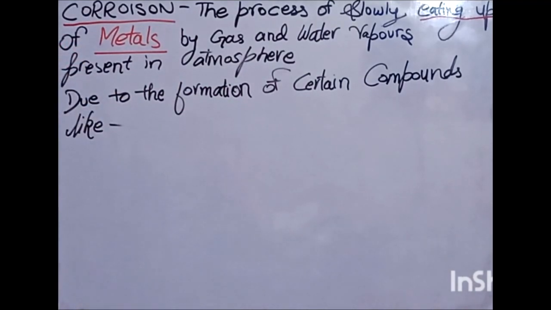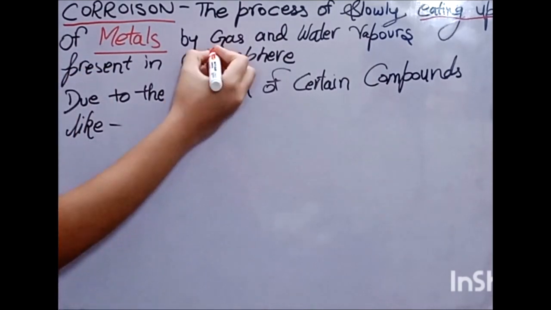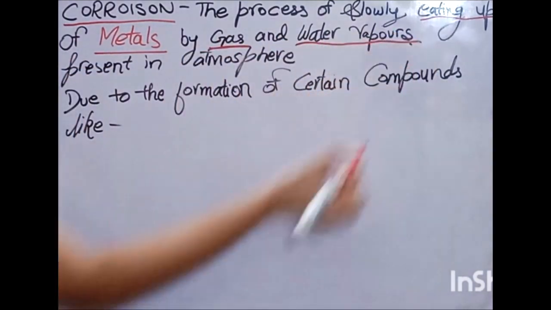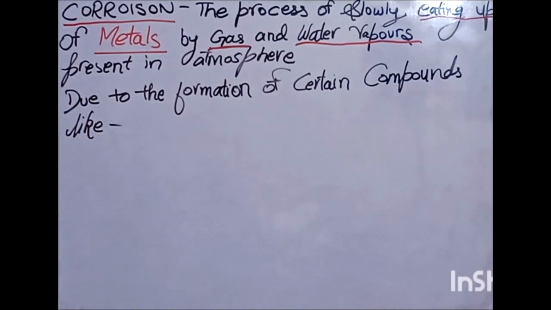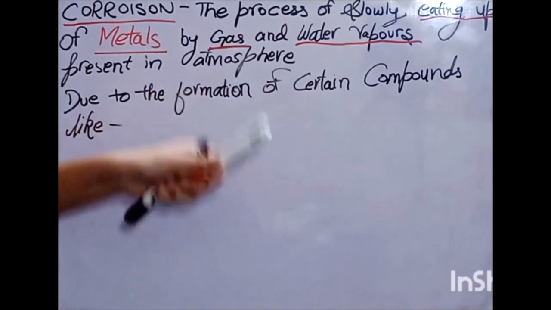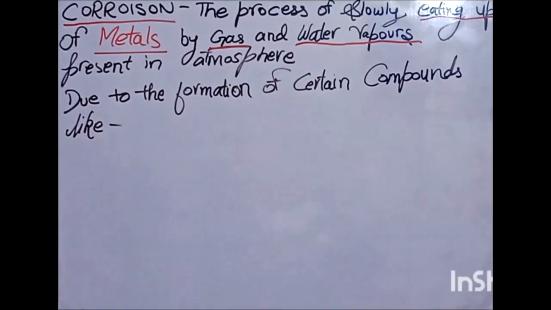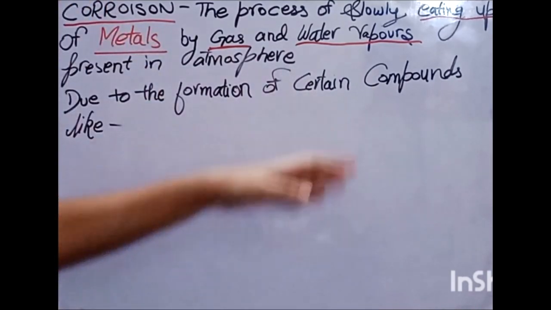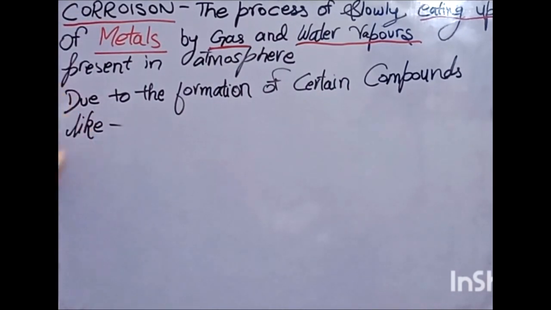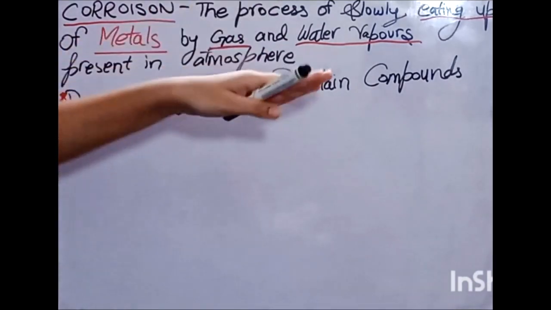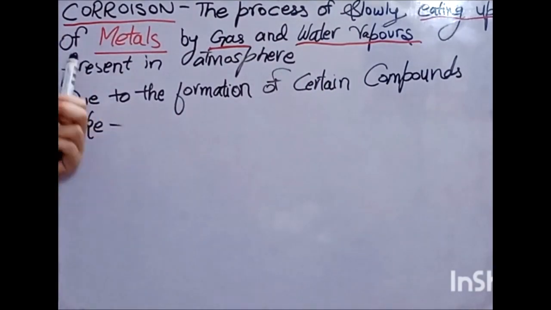Okay. By gas and water vapors, this is also important. Gas and water vapors present in atmosphere, due to formation of certain compounds. Now, कुछ compounds होते हैं, when a metal reacts with gas and water vapors, there is a formation of a new product, a new compound, and due to the formation of that compound, it is corrosion. This point is something that I have written for a better understanding, but if you are just willing to learn the definition, this is what it is. The process of slowly eating up of metals by gas and water vapors present in atmosphere.